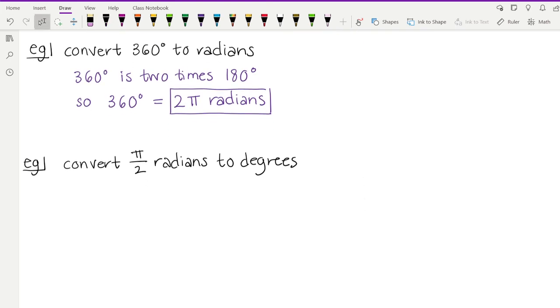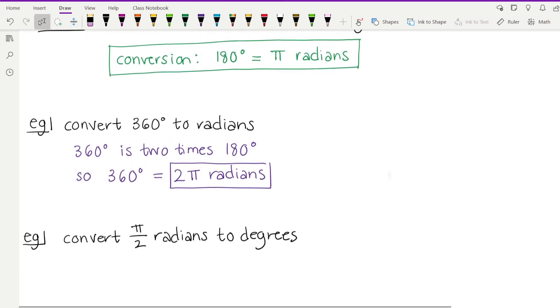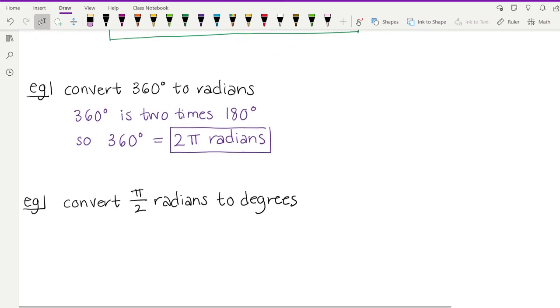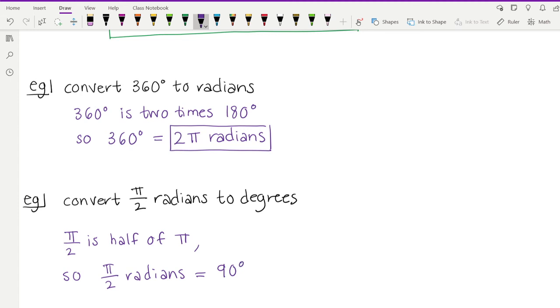Okay, so what would pi over 2 radians be? Well, let's use the same reasoning we used in the last one. So we know that 180 degrees is pi radians. So what should pi over 2 radians be? Well, pi over 2 is half of pi, right? That's what dividing by 2 means. It's half of it. So if pi is equal to 180 degrees, then what should pi over 2 be? Well, it should be 90 degrees, right? Because 90 degrees is half of 180. So hopefully that makes sense.